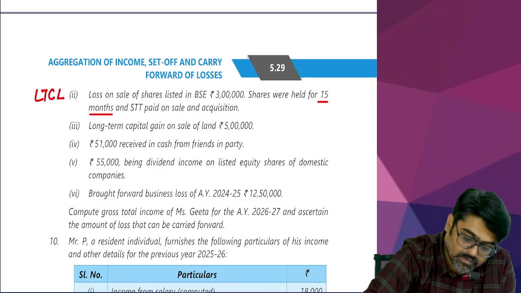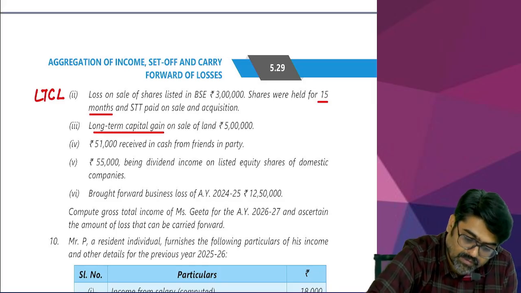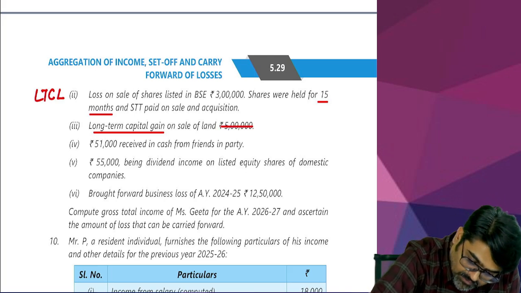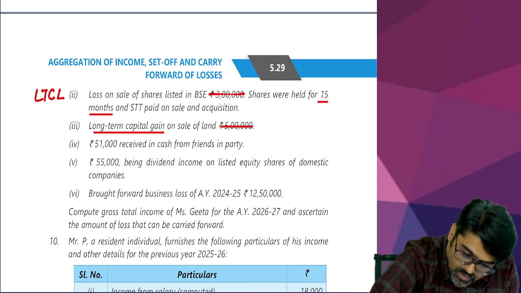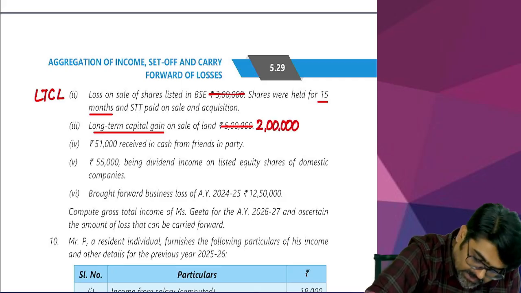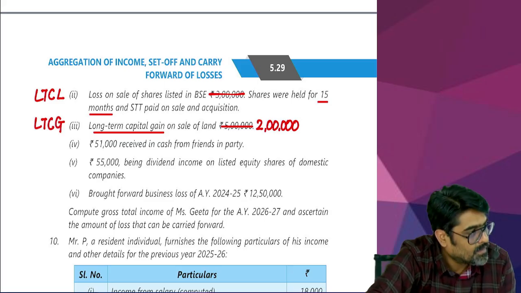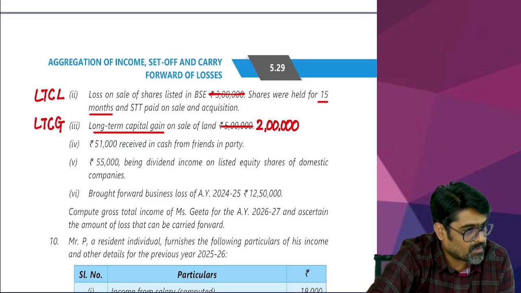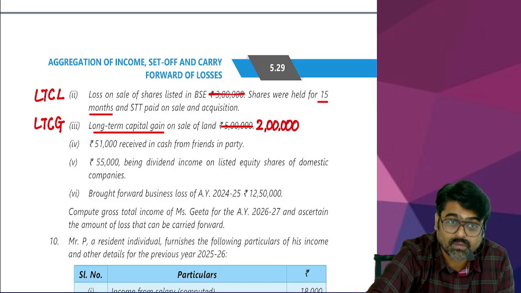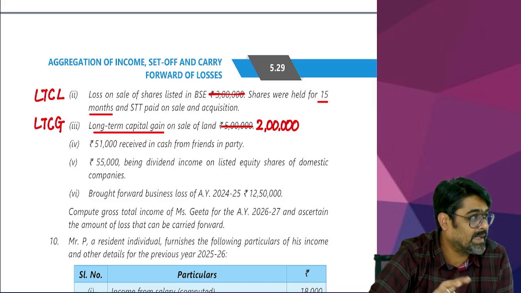Long-term capital loss. Do you have any long-term capital gain? How much? 5 lakhs. So from this 5 lakhs, can you set off this 3 lakhs? 3 lakh will go and how much will remain? 2 lakhs. Getting my point? And this 2 lakh is your long-term capital gain under which section? 112A, no? Or 112? Taxable at what rate? 12.5%. Yes or no?